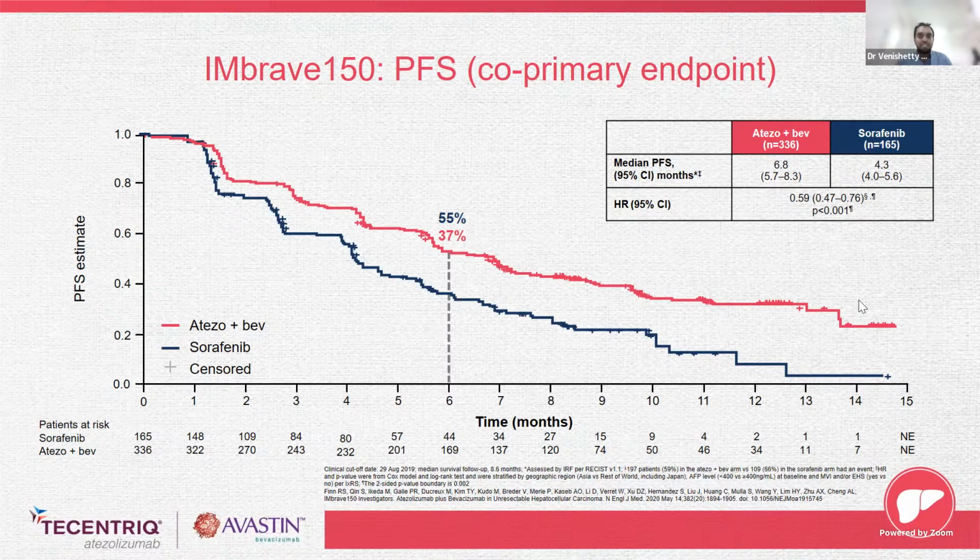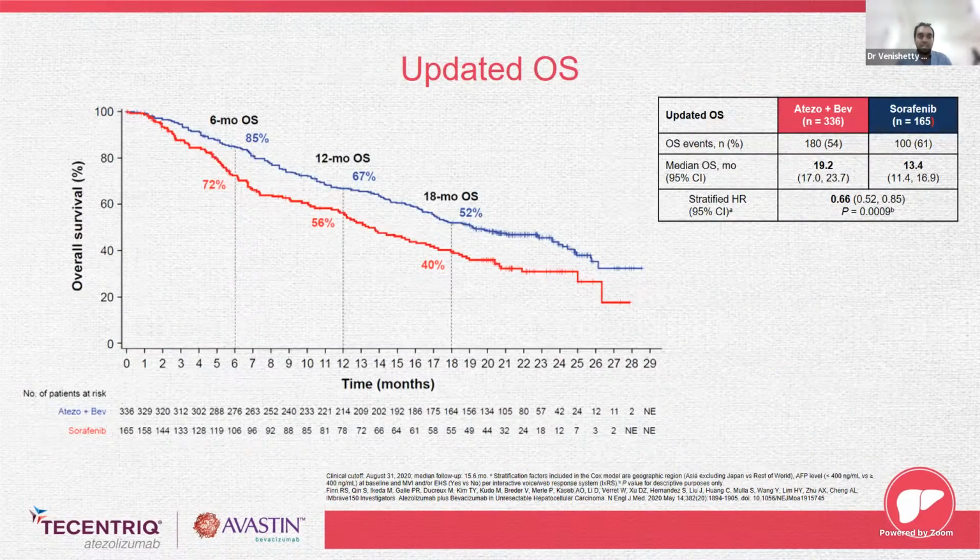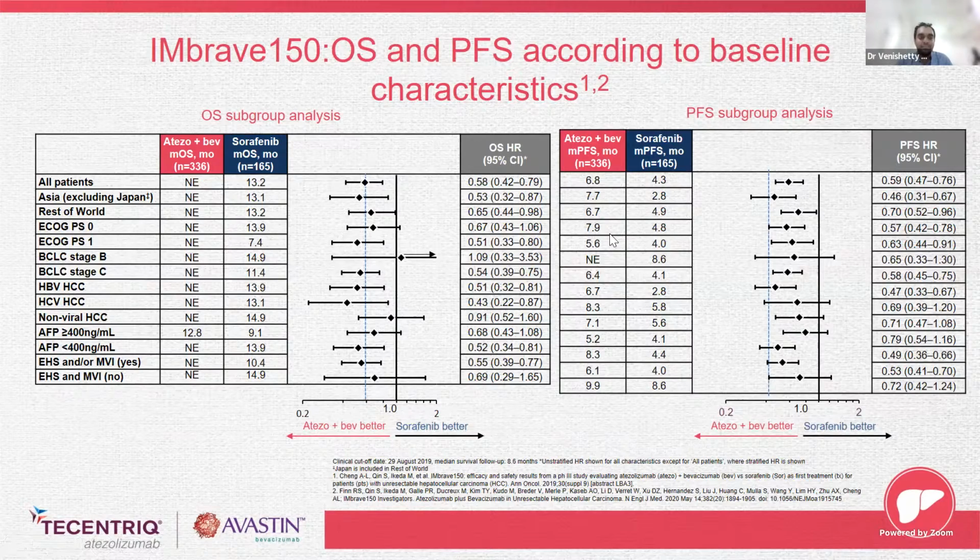A few important things have to be taken into consideration when you do the subgroup analysis. These 4 points show where we did not see an advantage compared to sorafenib: BCLC-B. Patients with non-viral HCC had a very minimal significant advantage. Patients with AFP more than 400 had a little advantage, and patients with no evidence of EHS or microvascular invasion had a lesser advantage when compared to sorafenib.